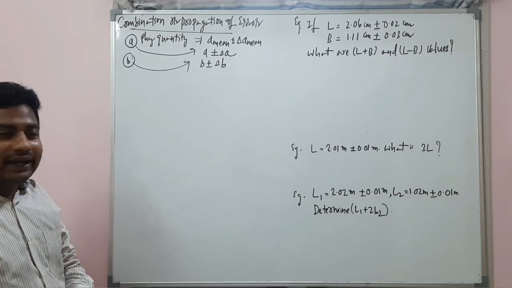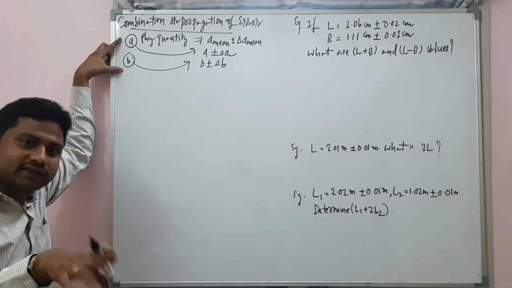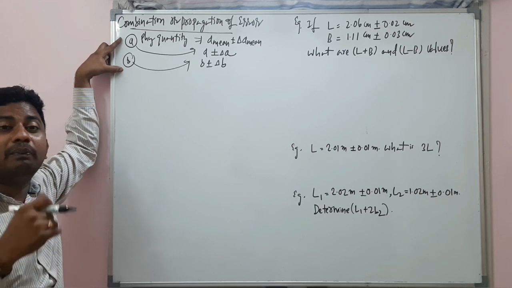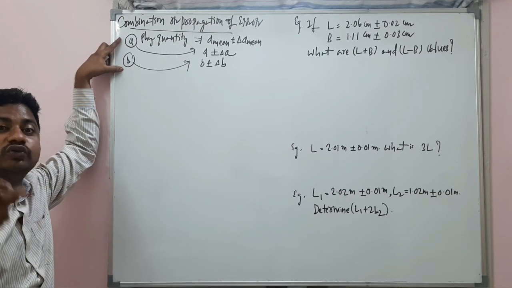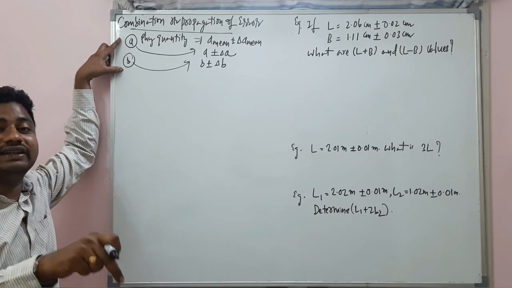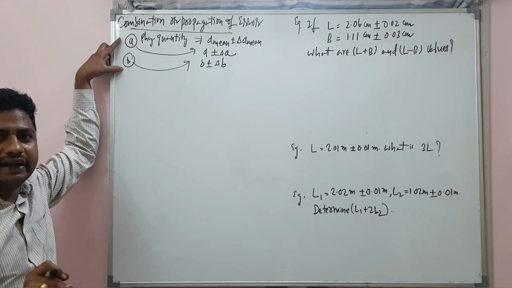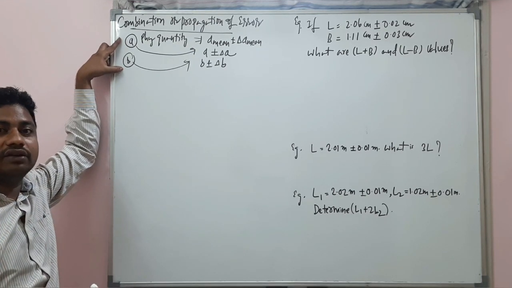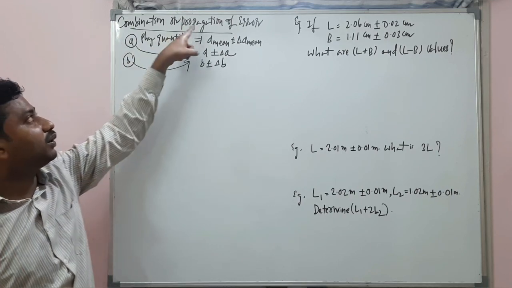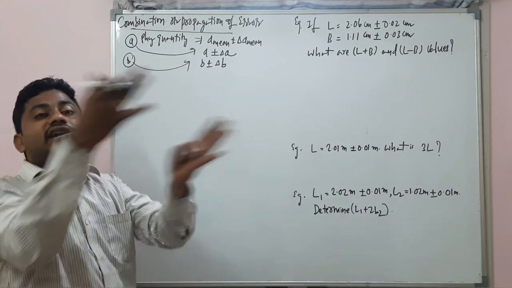When I want to add these two physical quantities, subtract them, multiply them, or divide them, the error will also be present in the final value. For example, if I add A plus B, you will get one value, and in that value also the error will propagate. That is called propagation of error. Error will be moved from these quantities to the final value also.